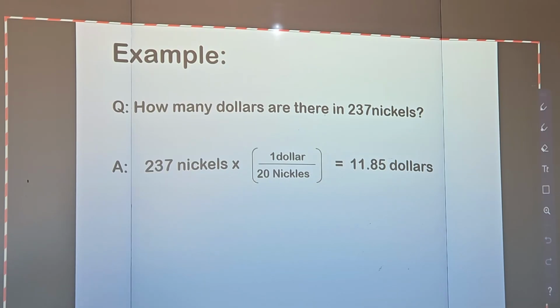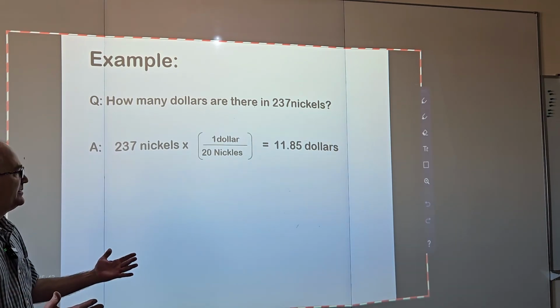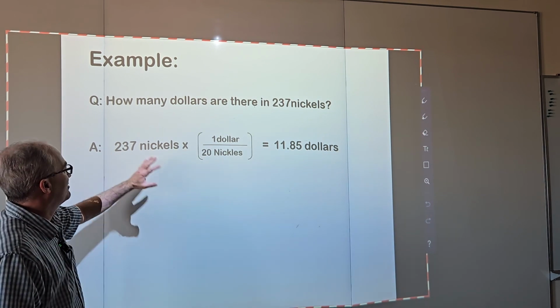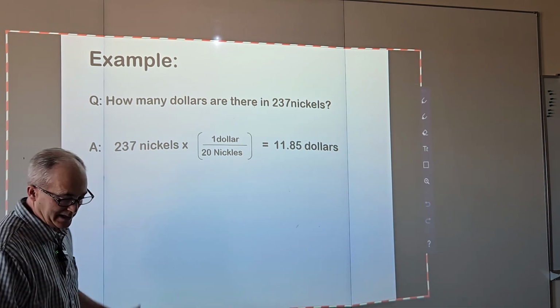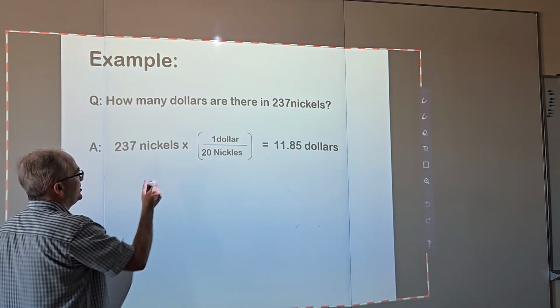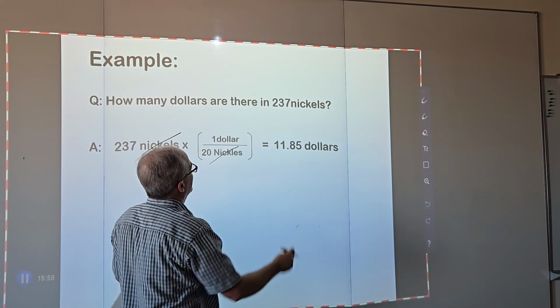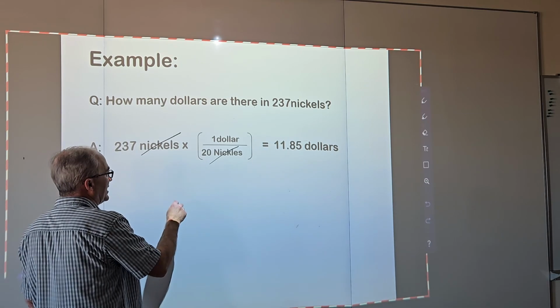How many dollars are there in 237 nickels? I know there's 20 nickels in $1, so that's my unit factor. Those equal the same, so this is equal to 1. So I'm going to give you the right amount of change if I was a teller at a bank. But more importantly, the unit of nickel cancels out.